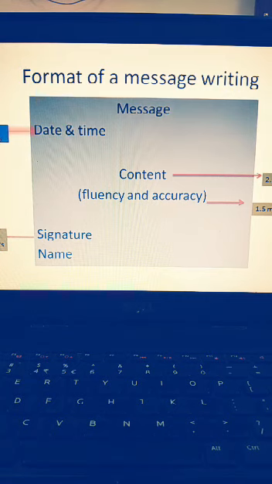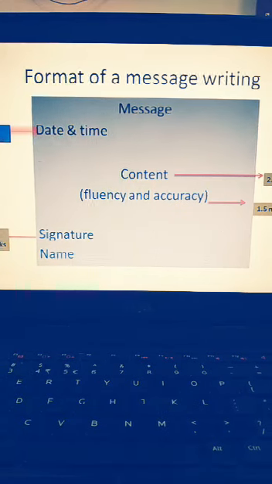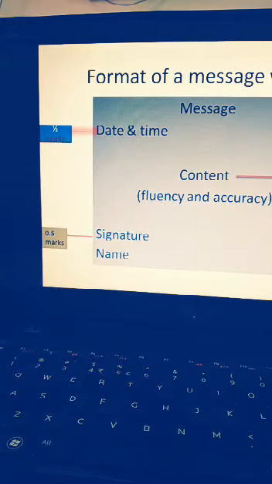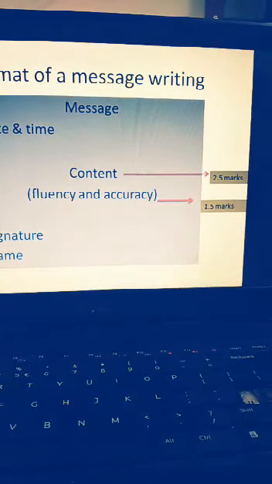So first, in the box itself, in the center, please write the word message. Moving on, please write the date on the left side, and it will carry half marks for the date and time. Leave a line please for the presentation. After this, you write the date and time. You can write dear father, dear mother, whosoever you need to contact in the message. Then write the content. Content carries 2.5 marks.